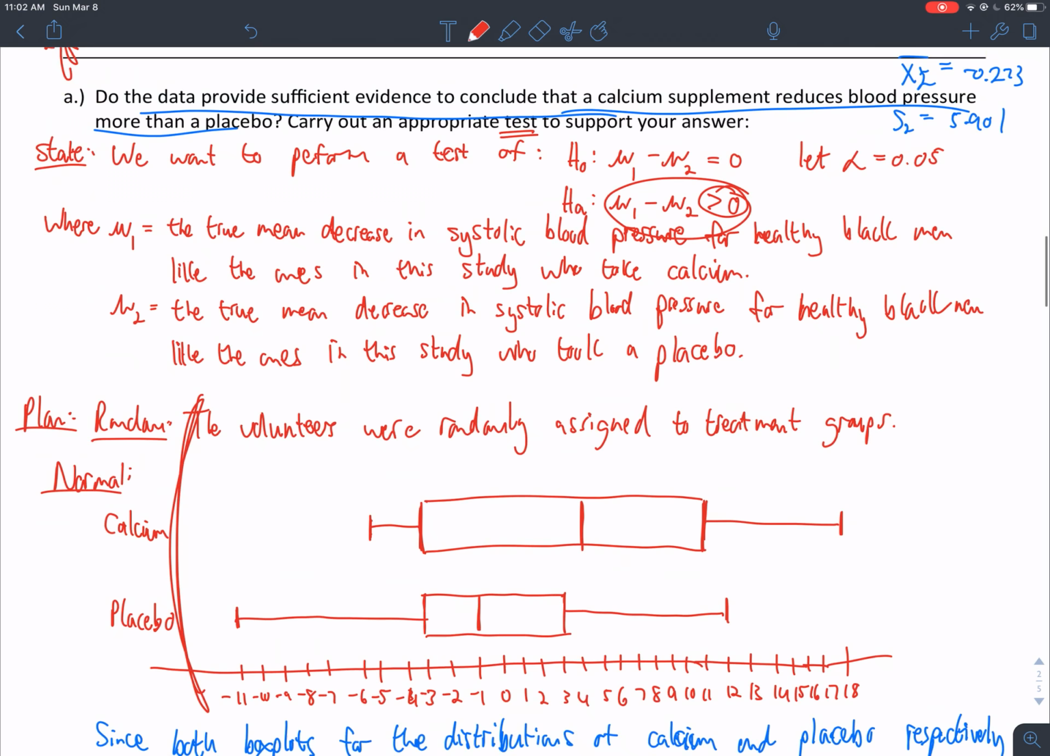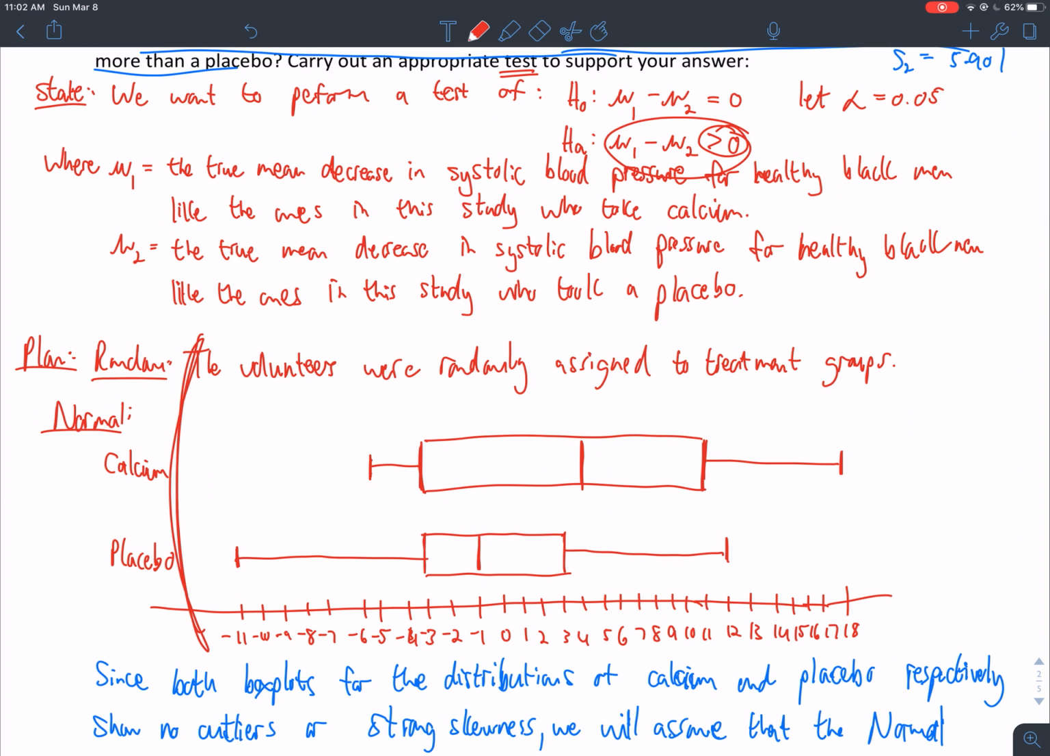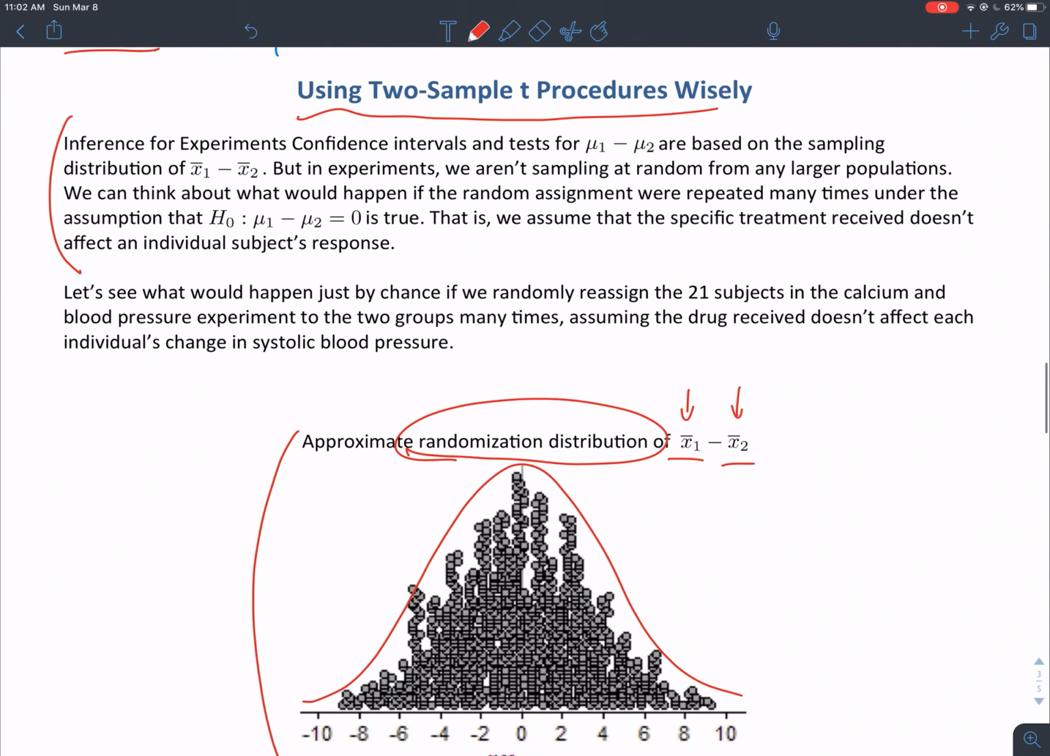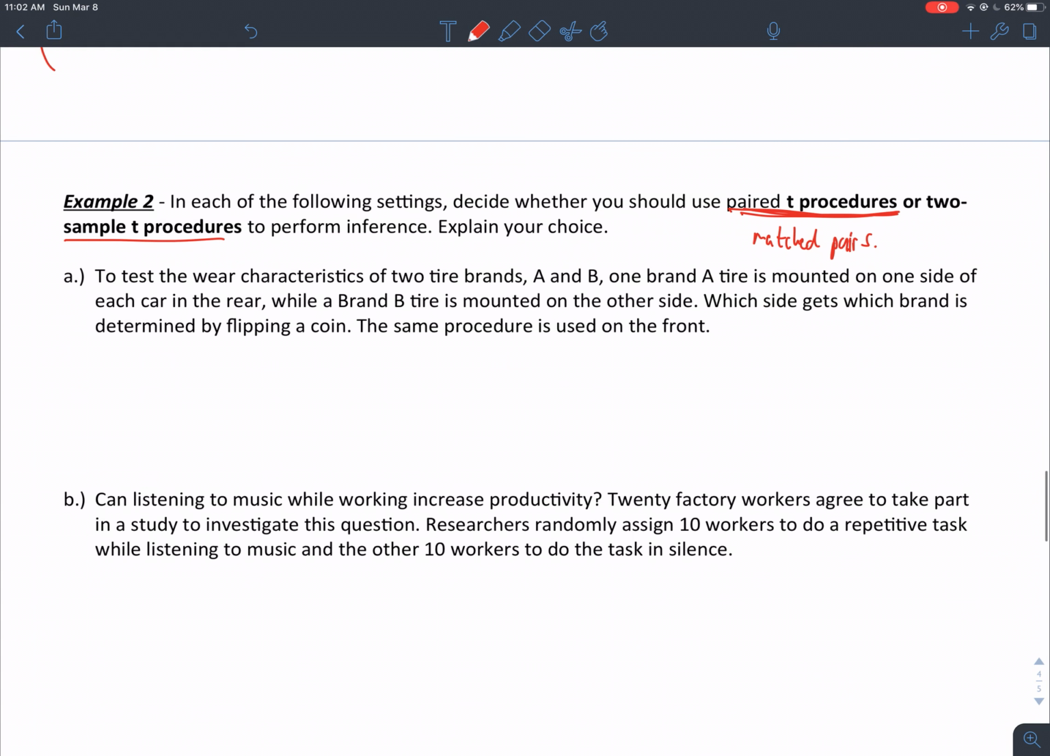T procedure. Oh, I realized we didn't name the procedure here. This is a two-sample T test for mu1 minus mu2. Wow, I realized I didn't name the procedure. I would fail my own test. Anyway, so there's that. That's the only thing you have to consider. Which procedure would I use? Is it a matched pairs design, or is it literally two separate independent samples that were taken?